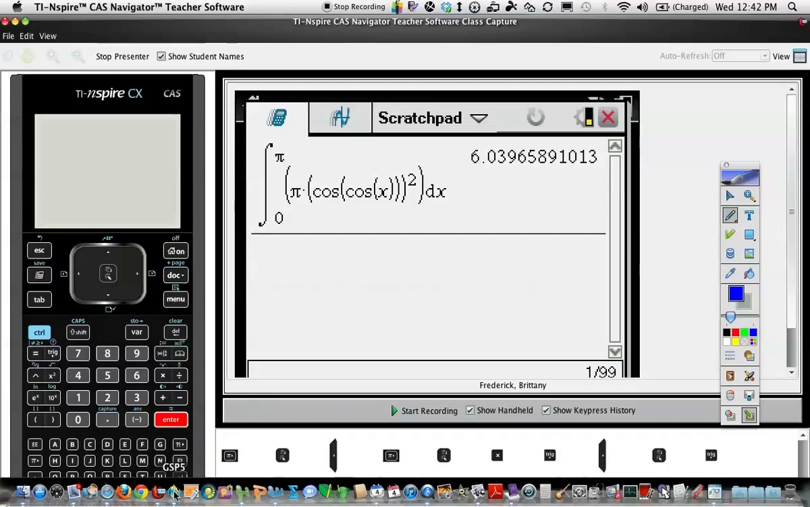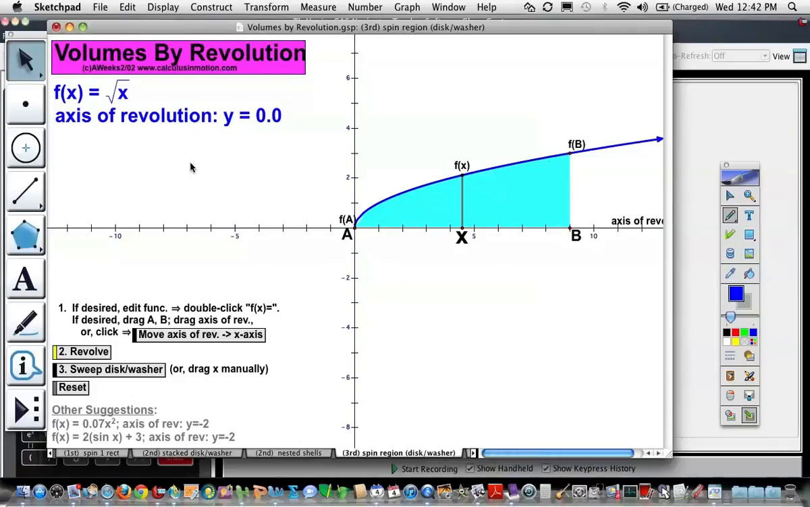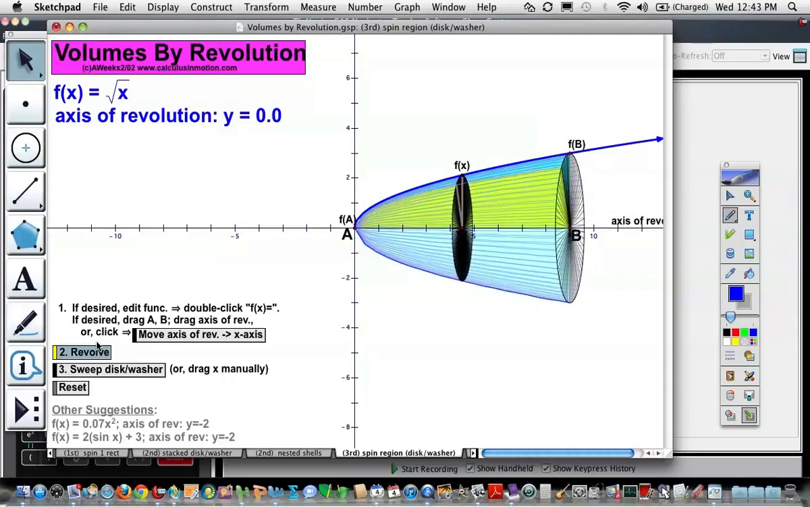Now if we back up, again, just to remind everybody, but also to help those people that were gone yesterday, here's another problem with the region. We're going to revolve around the x-axis. If we revolve that region, we create a solid. So here you can actually see a solid being revolved.